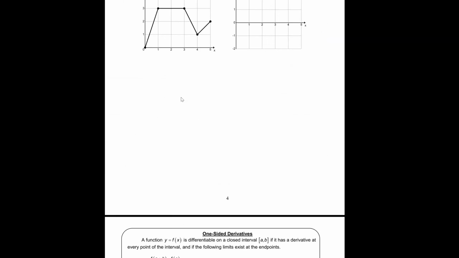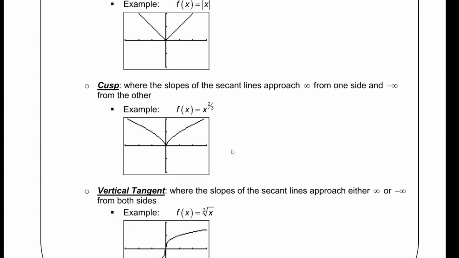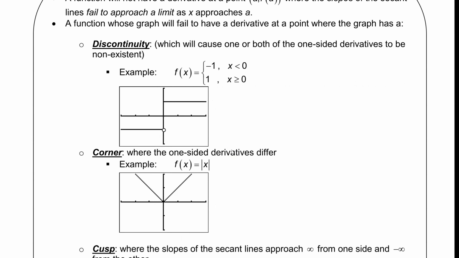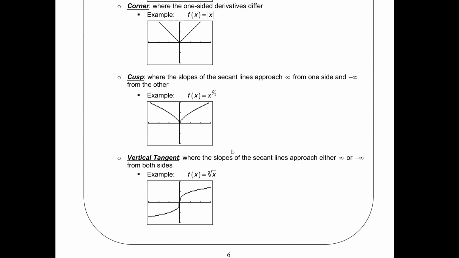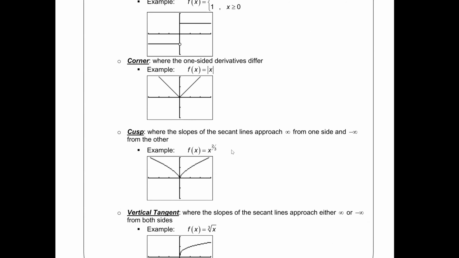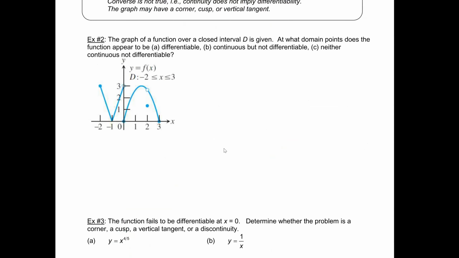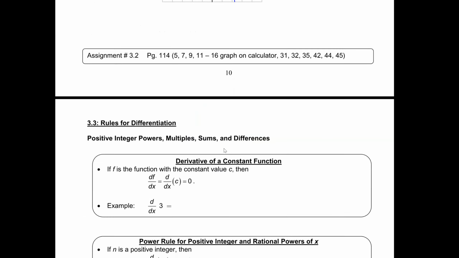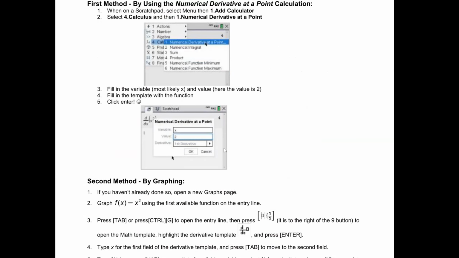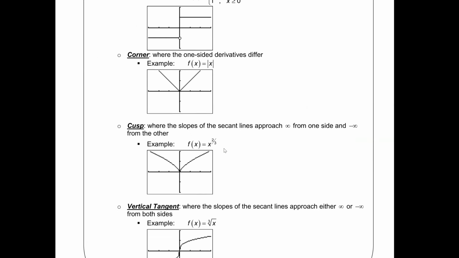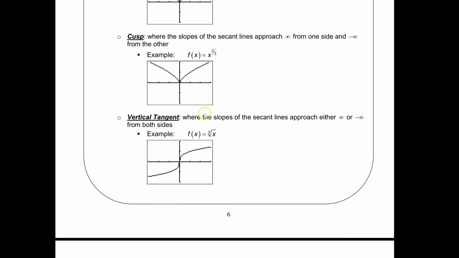Derivatives, differentiability. Okay, so here we go. Here are the rules. So, cusp versus corner. That'll give you more information. So if you have the fraction, it's going to be more like a cusp, versus just alone, it will be the vertical tangent.